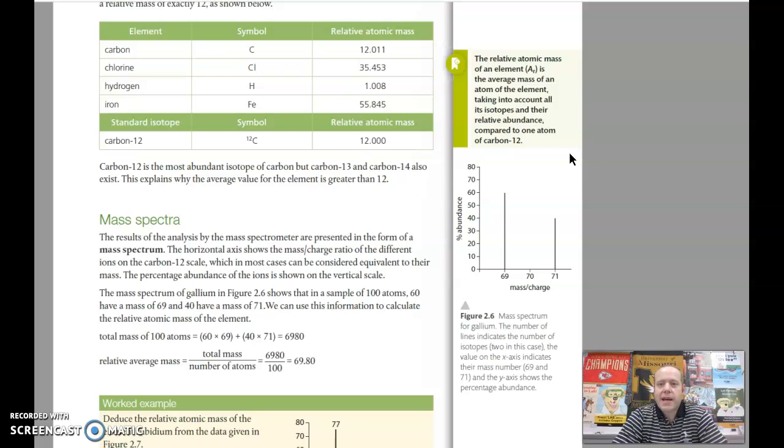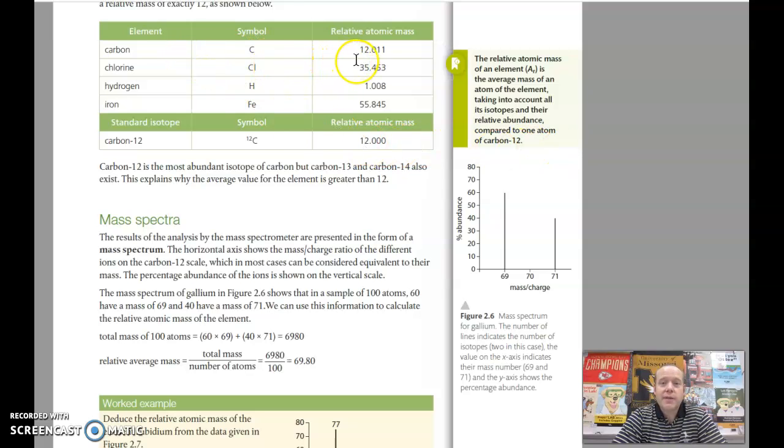Relative atomic mass of an element is the average mass of an atom of the element, taking into account all the isotopes and their relative abundance compared to one atom of carbon-12. Since this is relative, or compared to something else, a proportion if you will, there is no unit technically on the mass that is listed.